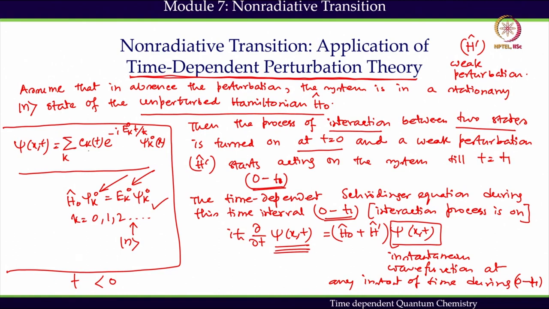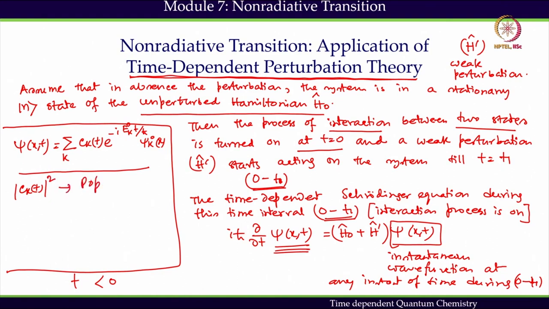and there is a meaning of c_k here. What is the meaning of c_k? c_k is the contribution of each state. In the end, it will infer the population. So the square of the absolute value of c_k(t) will give me the population in the kth state.